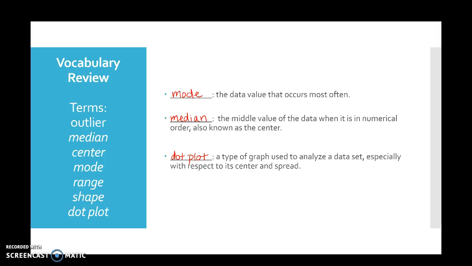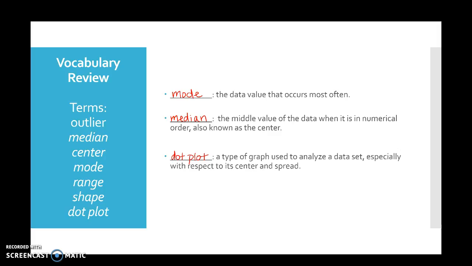So the mode is the data value that occurs most often. So you're looking for the column or the number that has the most dots above it. That's going to be the mode, and sometimes there's several. If several of them have 5 and that's the largest number of dots, then both of those would be your modes. The median is the middle value of data when it is in numerical order.